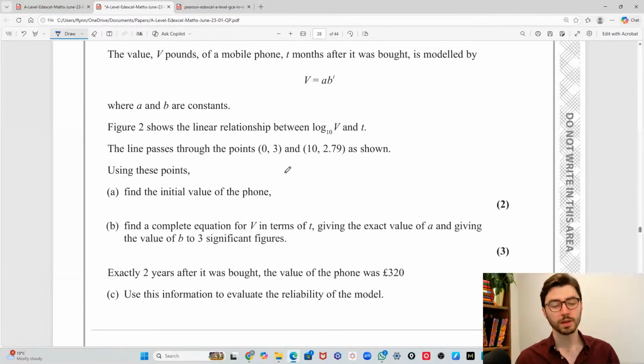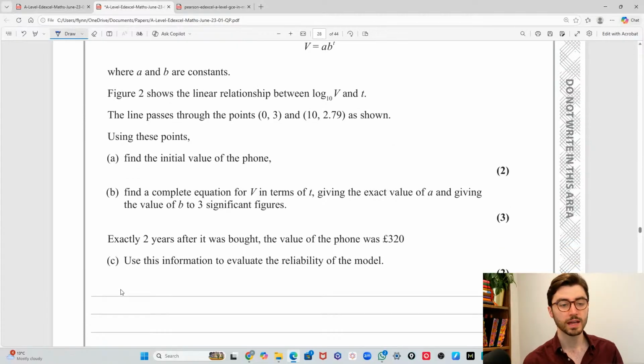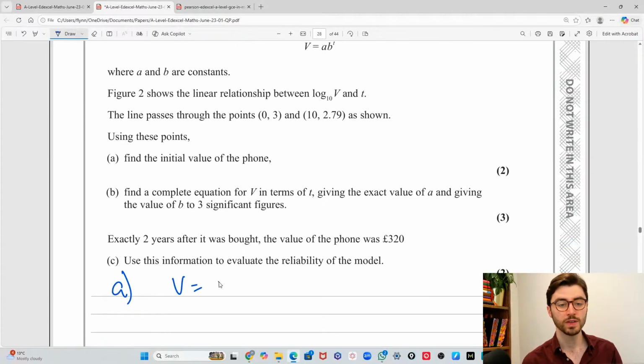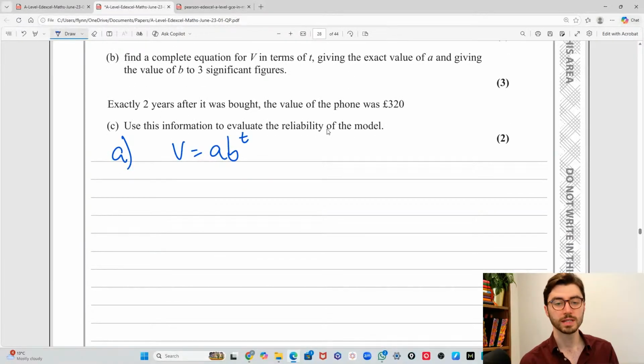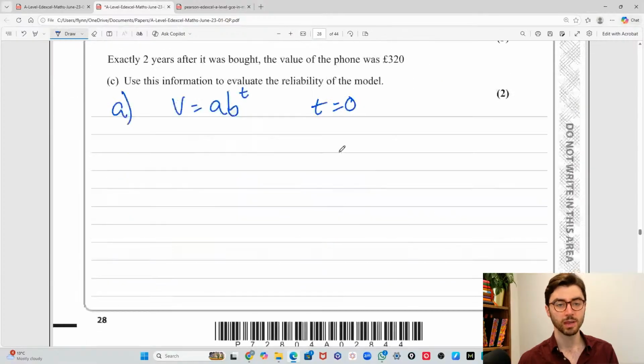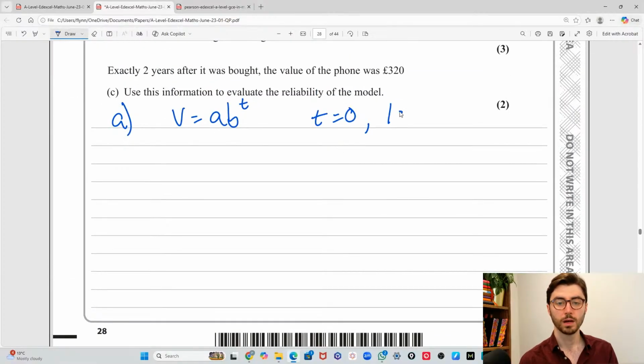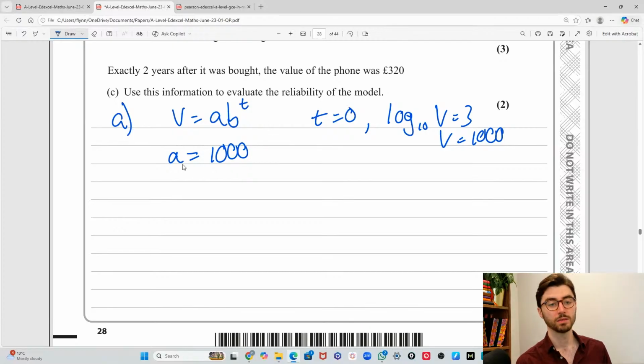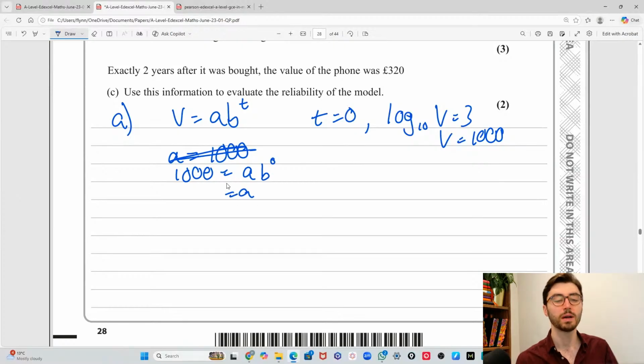How am I going to do this? Let's write this out. Apologies, it's a little zoomed out for you guys. So v is equal to ab to the t. And we know that when t equals 0, log to base 10 of v is equal to 3. Log 10 v equals 3, so v is equal to 1,000. So a is equal to 1,000. Or to do it the long way, 1000 is equal to ab to the 0, which is just equal to a.